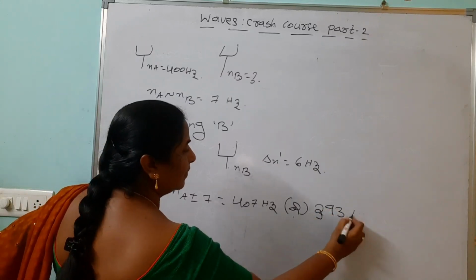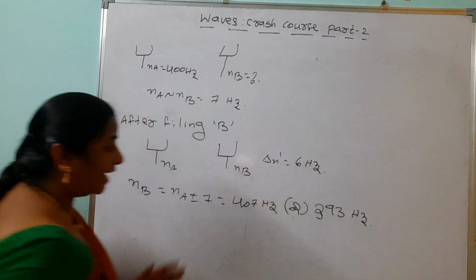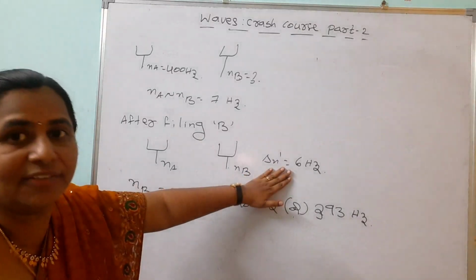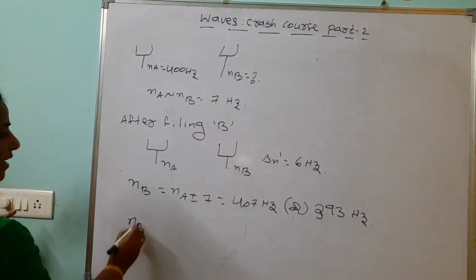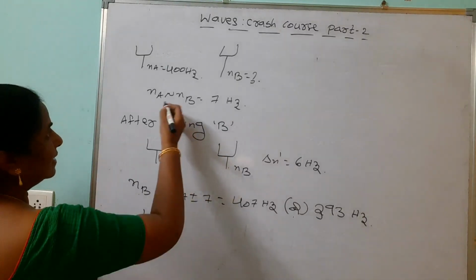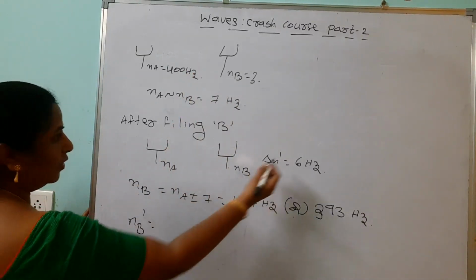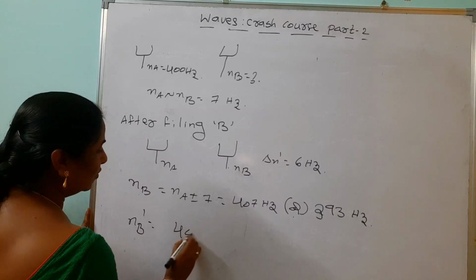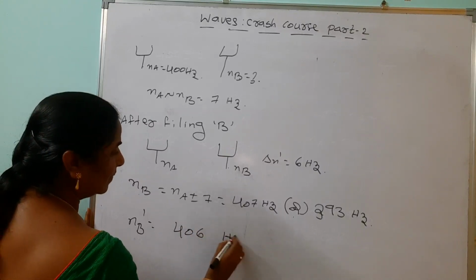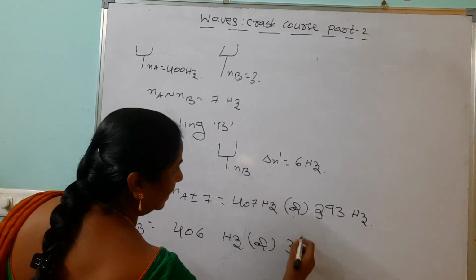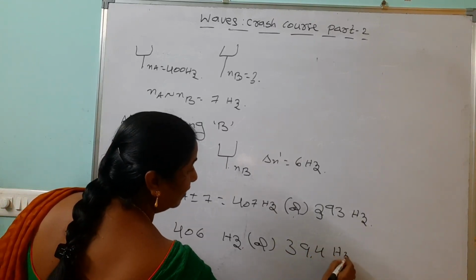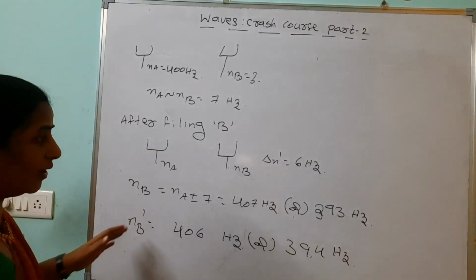393 Hertz. Which one is correct? We can't say. But with the help of the given hint, look here. When we are adding, NB dash is how much? NA is how much? 400. 400 plus 6 how much? 406 Hertz, or 394 Hertz.